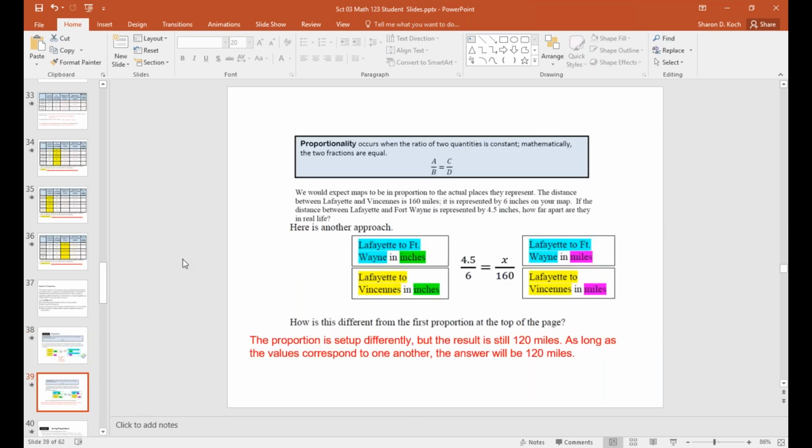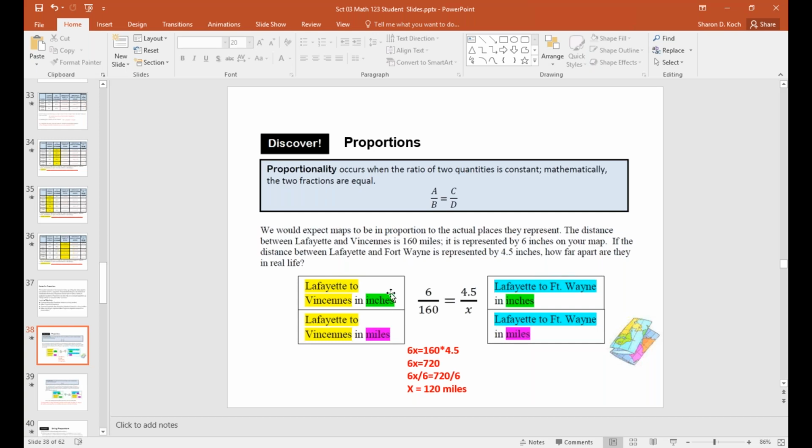The other version is to put both units on the same side, but then the numerators have to match and the denominators have to match with what you're looking at. So in this case, it was how you were driving, Lafayette to Fort Wayne or Lafayette to Vincennes. To me, this one is a little bit more confusing, and most students gravitate to the first one. So that's why we usually use the first one. As long as I get the two units that I'm comparing, match the other side in the same way, and just start filling in what I know.